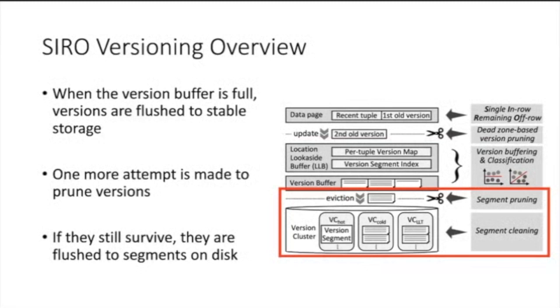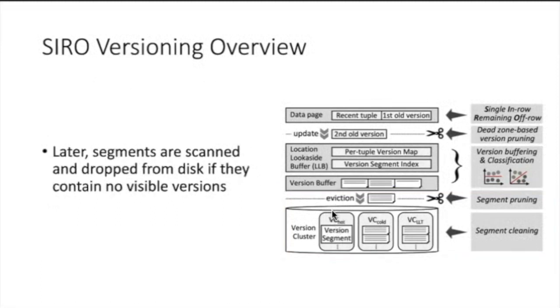Now, once the buffers are full, they need to be flushed to disk in what they call segments. But before we flush to disk, we try once more to prune the versions. So can we see this in a transaction? Can a reader see it? If not, delete it or just drop it. And anything that survives both prunings is put into a segment on disk. And then later, in the background, we can scan big segments, and if they contain no visible versions for any transaction, we can drop them, we can delete them.